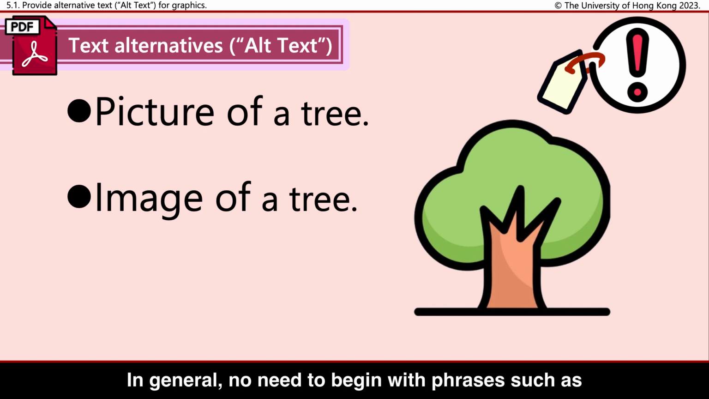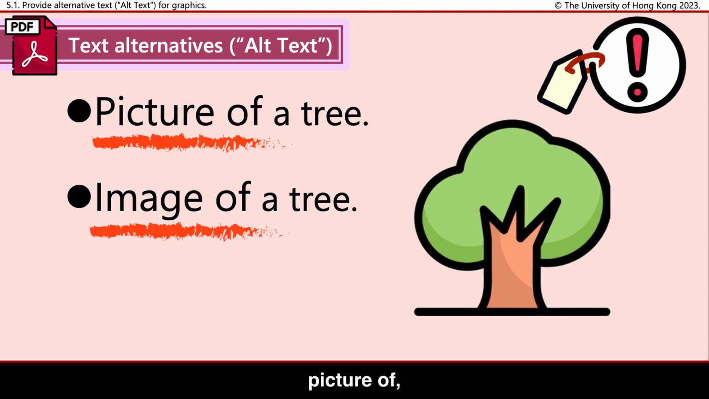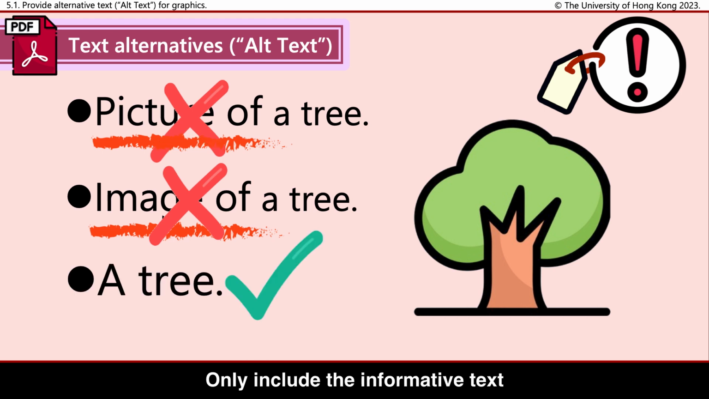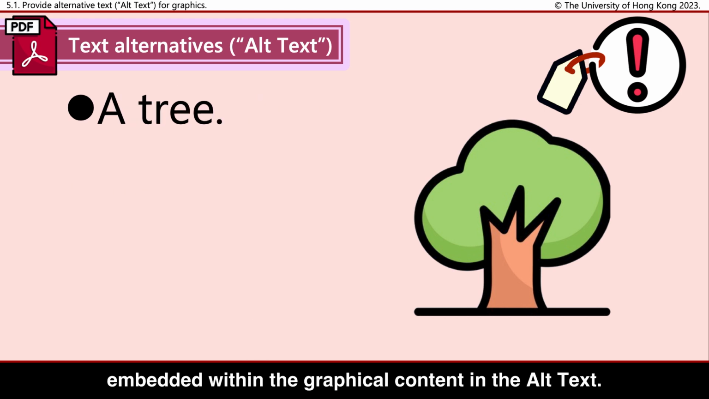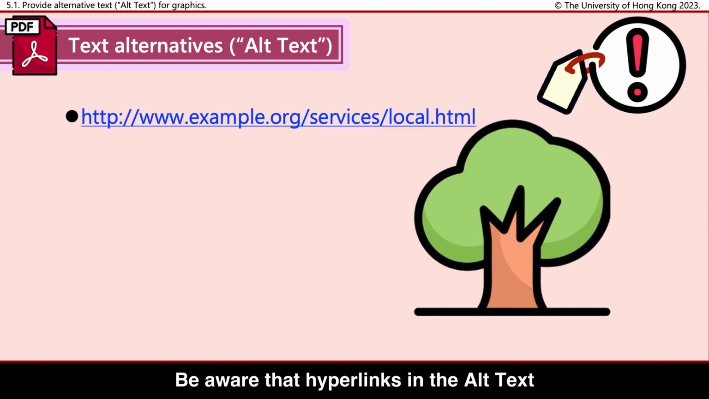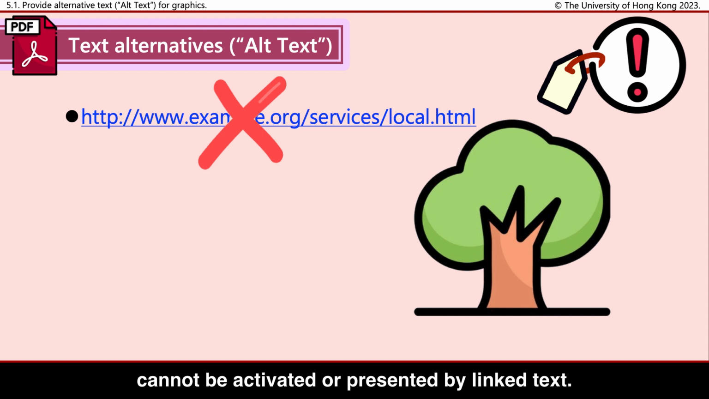In general, no need to begin with phrases such as picture of or image of. Only include the informative text embedded within the graphical content in the alt text. Be aware that hyperlinks in the alt text cannot be activated or presented by link text.